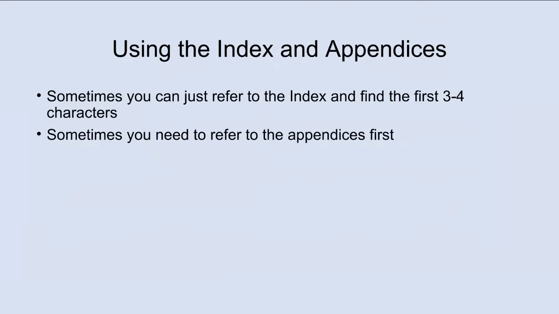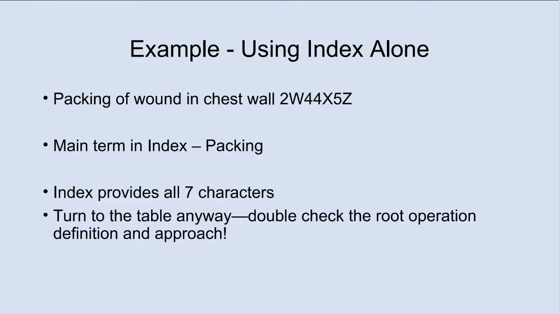So sometimes, if you're lucky, you can refer directly to the index. You can go to the index, get the first digits, boom, go to the table, and you got it. Sometimes it's not so easy and you need to use the appendices first, and I'm going to give some examples of these. If you're lucky, you can go right to the index, find the term, and go to the table.